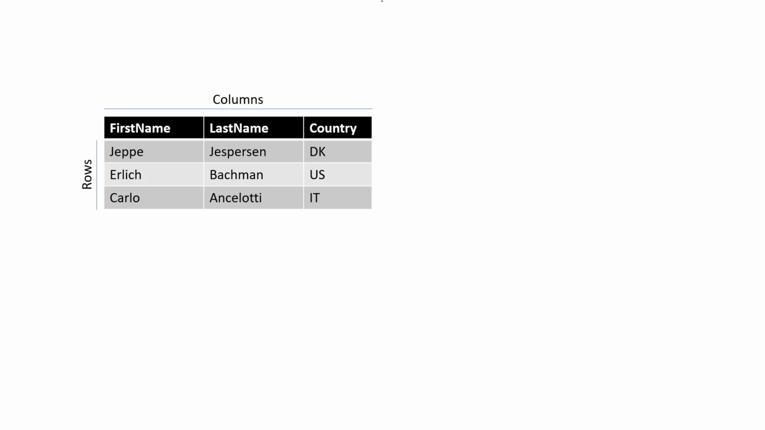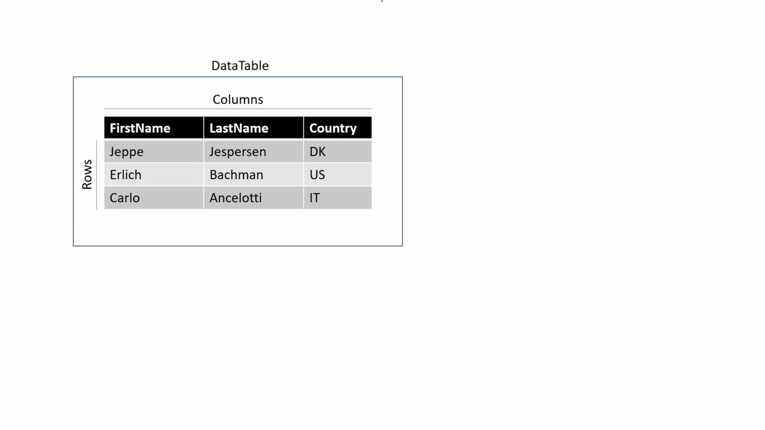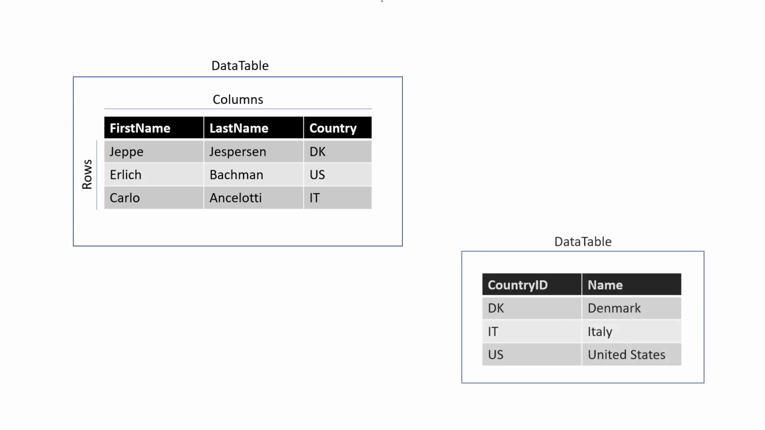One is the columns collection, one is called the rows collection. And this is what we know as a data table. So far, so good. Now, what if we had another data table, for example, with countries in it? As you can see, the country table has a country ID column and a name column. And the country ID column, funny enough, matches the country column from the first table that we had.